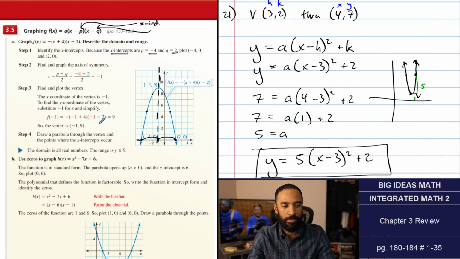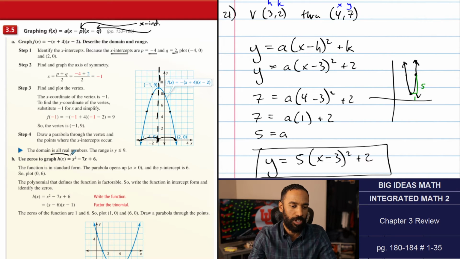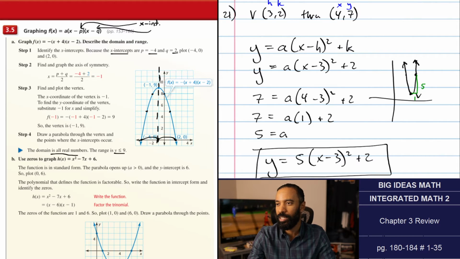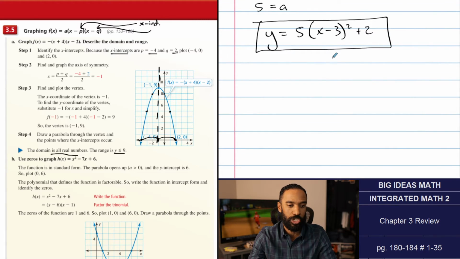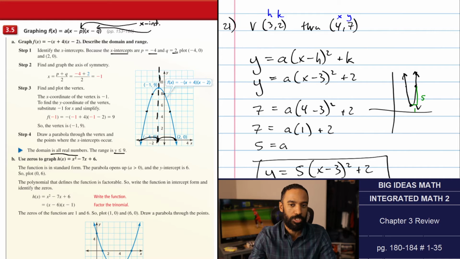So we'll go and do the same thing. They state all real numbers as the domain. Range is y is less than or equal to 9 because that's a maximum. And those are the same things from before. So let's go ahead and check these ones out. Oh, before we do, there's a part B.